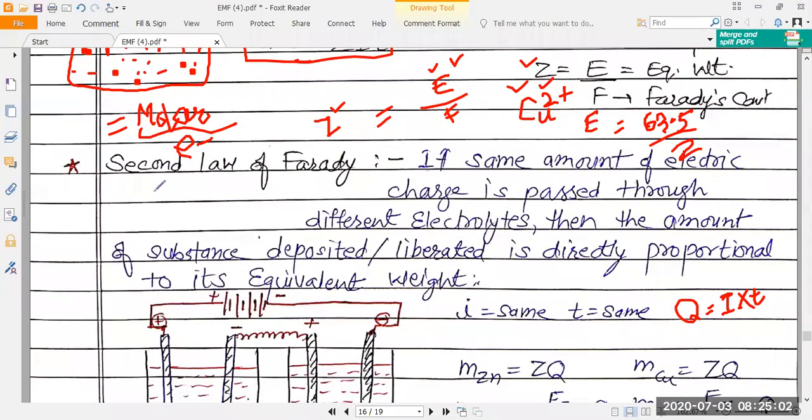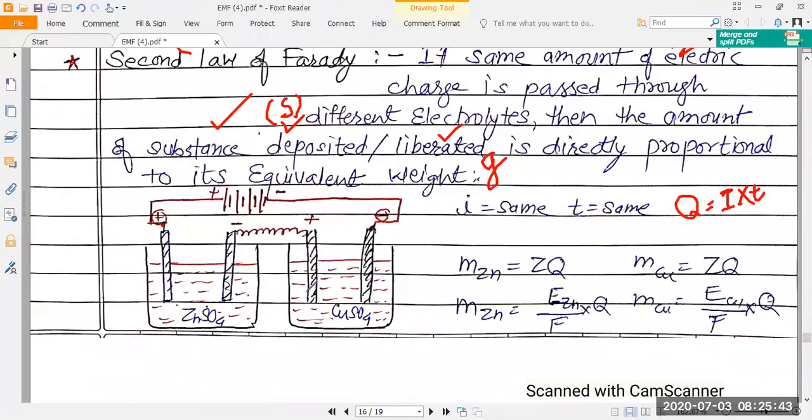Now let's discuss the second law of Faraday. It is also very important. According to the second law of Faraday, if the same amount of electric charge is passed through different electrolytes, then the amount of substance deposited or liberated is directly proportional to its equivalent weight. If the substance is in solid form, then it will be deposited, and if the product is in the form of gas, then it will be liberated.